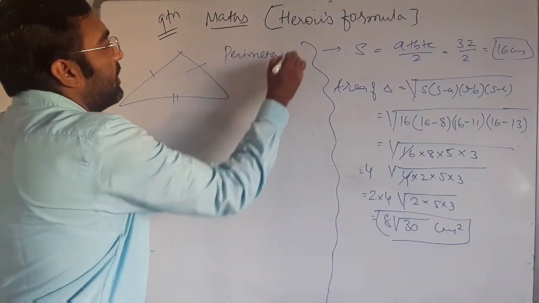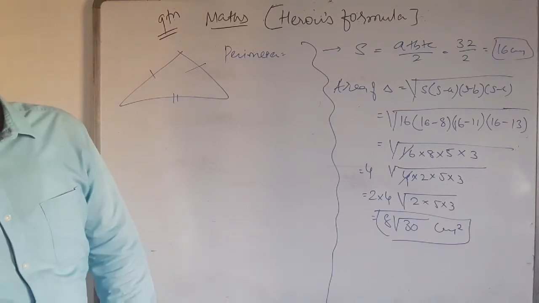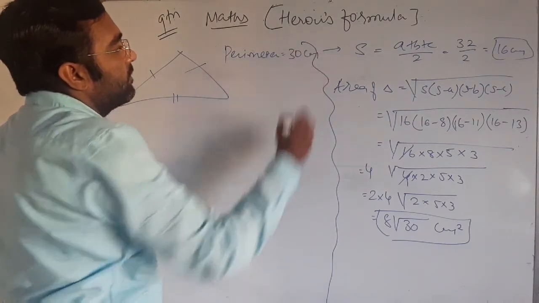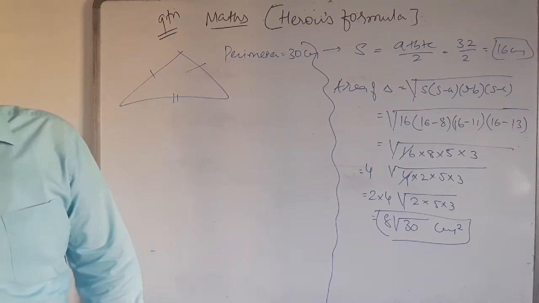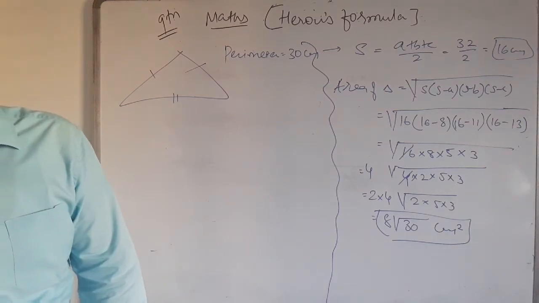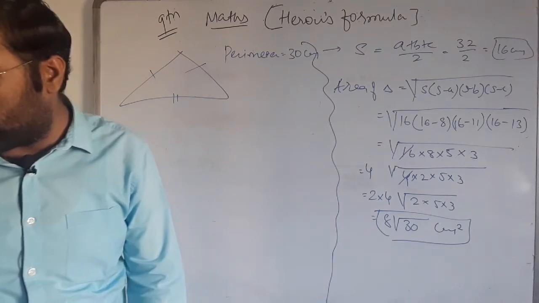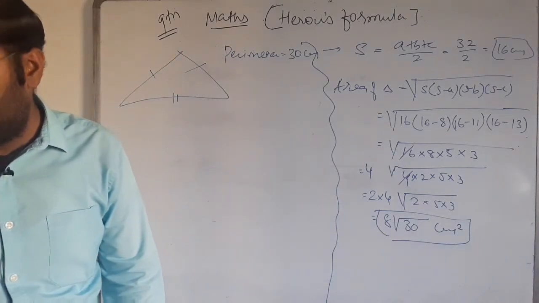Its perimeter is given as 30 centimeter, and each of the equal sides is 12 centimeter. Find the area of the triangle.